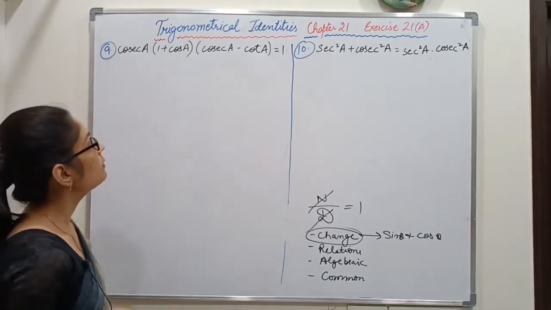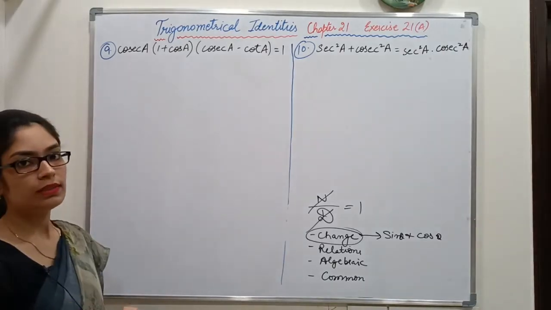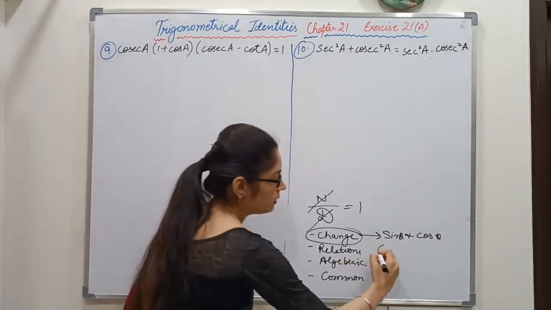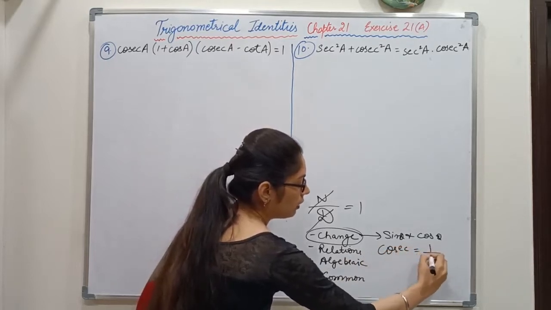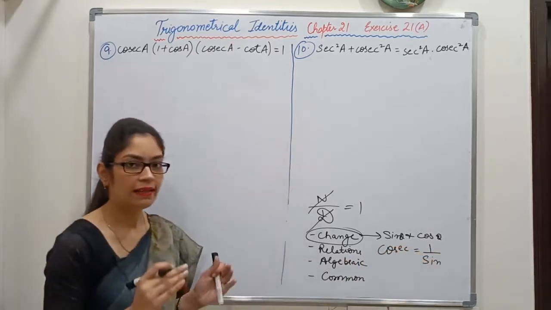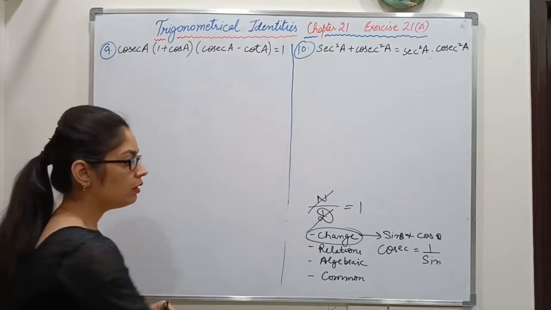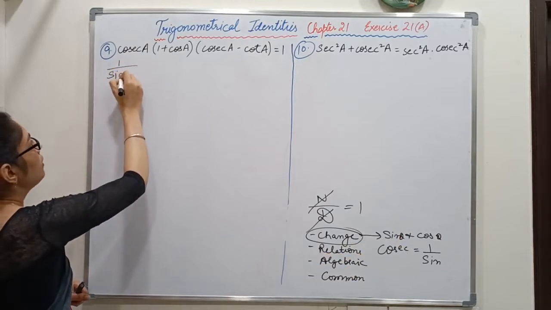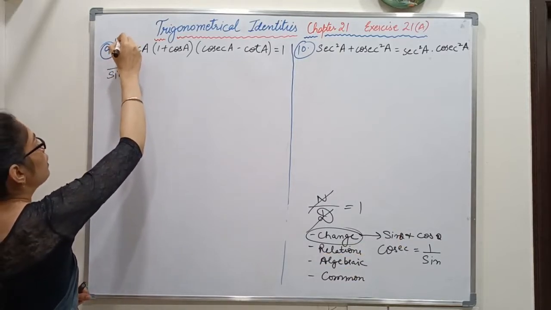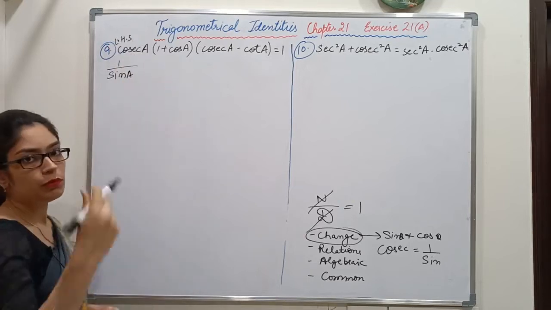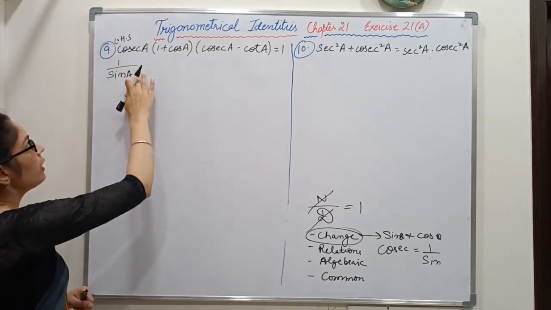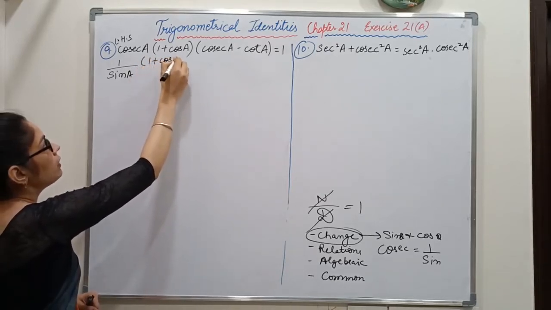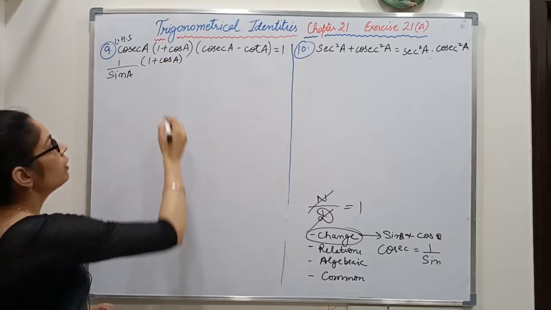So let's start now. Cosecant can be changed to sine, because cosecant's reciprocal relation is with sine. A way to remember: cosecant is the reciprocal of sine. So cosecant we can also write as 1 by sine A. I will just write the left hand side, and you people have to write it again. So cosecant I have written as 1 by sine A.